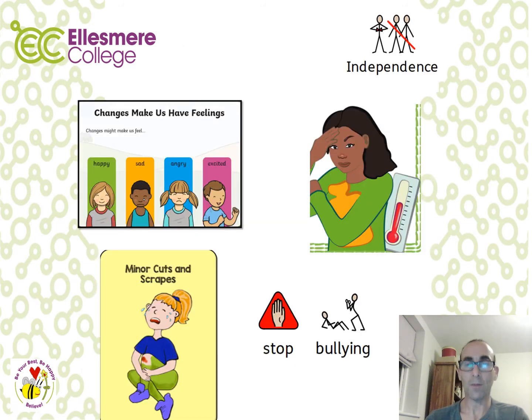In Independence, we'll be considering the following 4 things. First of all is around changes and how that may make us feel, and how we might move between being happy, sad, angry and excited, and what those feelings and emotions may look like if we're seeing them on other people.